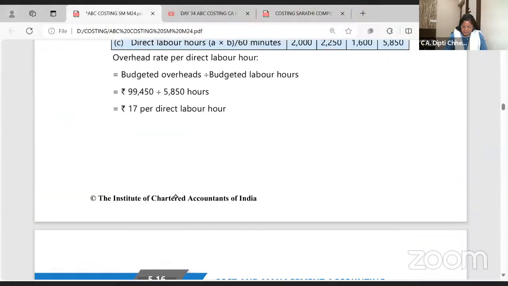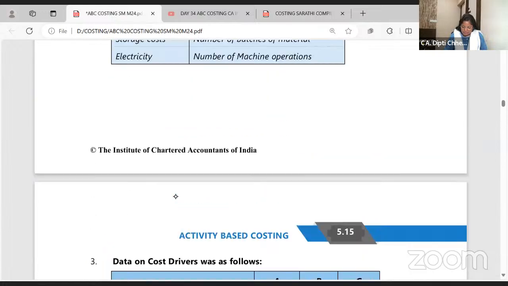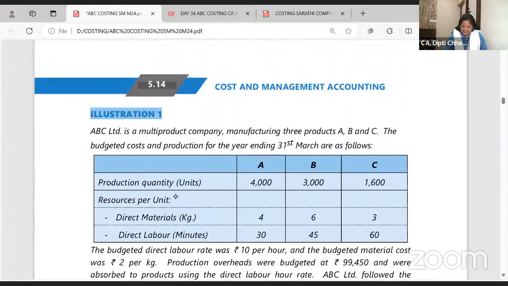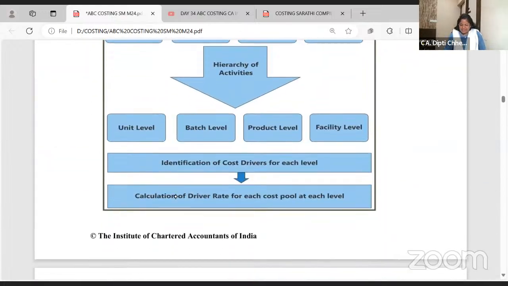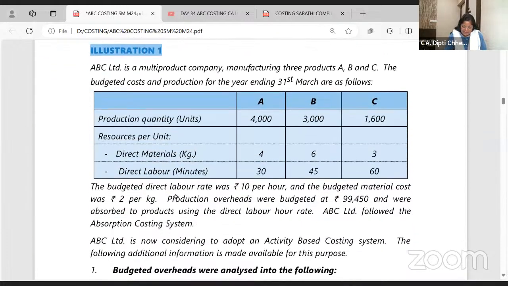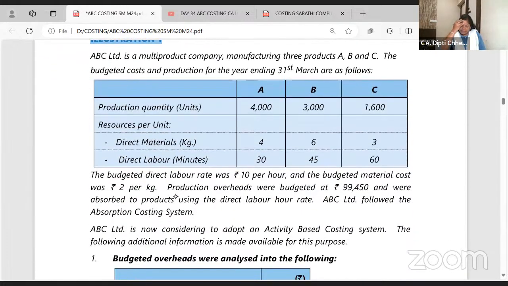Yeah, whole in writing, of course. It's a very nice question. Don't go by the size of the questions. ABC Limited is a multi-product company and 3 products are there, A, B and C. And the budgeted cost and the production for the year ended 31st March are as follows.